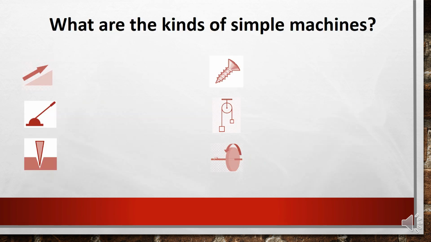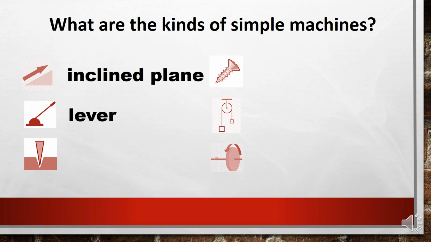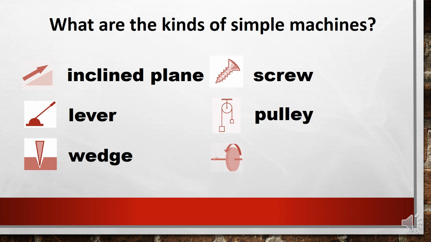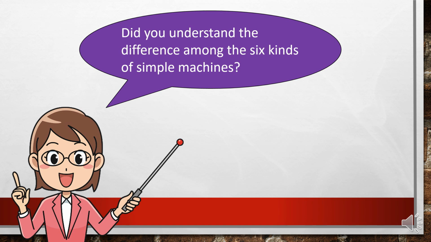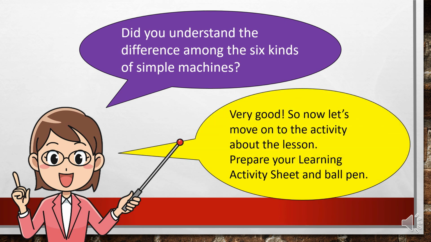What are the kinds of simple machines again? They are inclined plane, lever, wedge, screw, pulley, and wheel and axle. Will you read them again, kids? Yeah, that's good. Did you understand the difference among the six kinds of simple machines? Very good. So now, let's move on to the activity about the lesson.